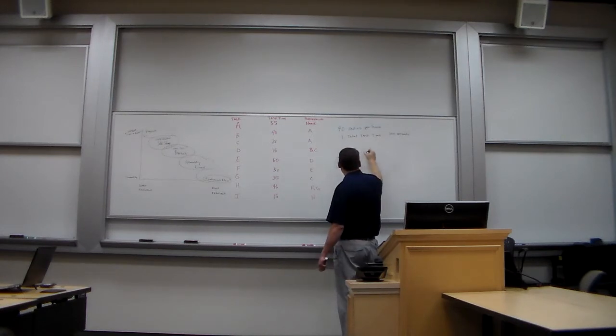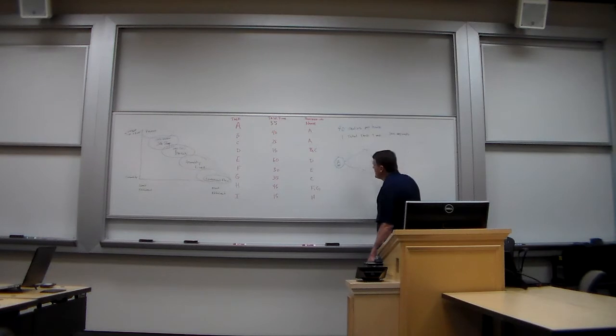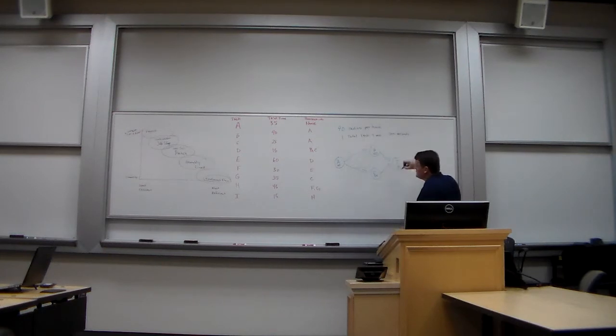Task B and C, I have to do task A before them. Task B takes 40 seconds. Task C takes 25 seconds. D is 15 seconds. I'm gonna run out of room. E is 60 seconds. F is 30 seconds.